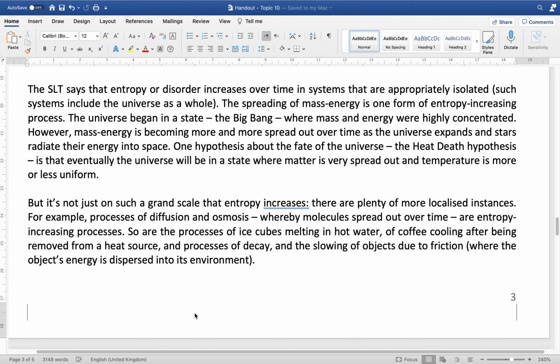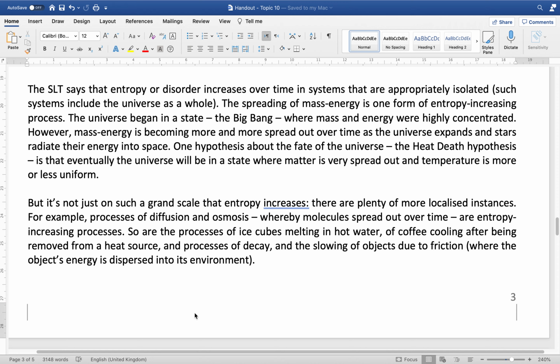So one hypothesis about the fate of the universe, the heat death hypothesis, is that eventually the universe will be in a state in which matter is spread out very widely and temperature is more or less uniform. So a very, very high entropy state as opposed to the low entropy state, or the ordered state, that the universe began in.